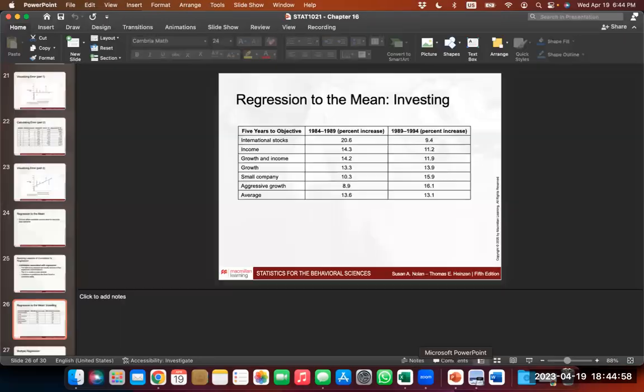Regression analysis. Today is going to be regression, and this is really my favorite topic.